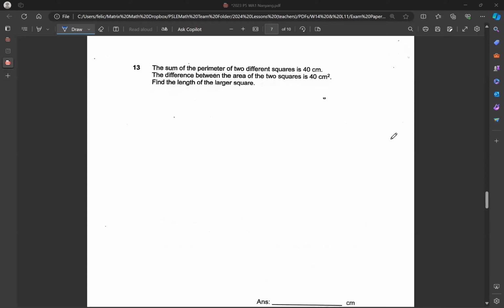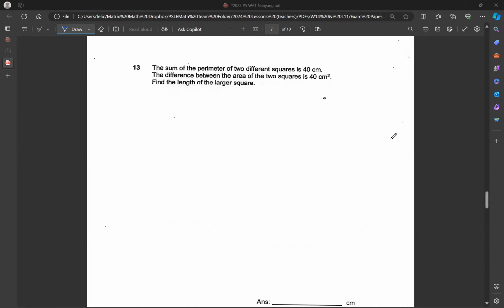Okay, the last question, question 13. The sum of the perimeter of two different squares is 40 cm, and the difference between the area of the two squares is 40 cm too. So find the length of the larger square. Right now they have given us sum of perimeters, difference in areas. We have two squares but of different sizes. We know nothing about the length nor the breadth.